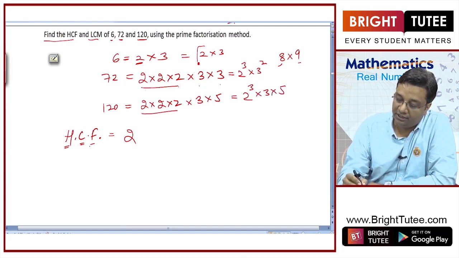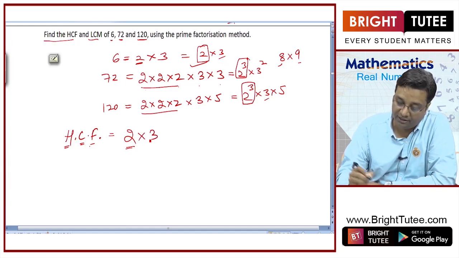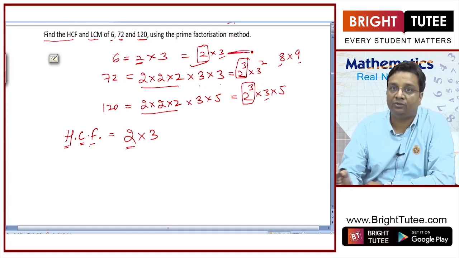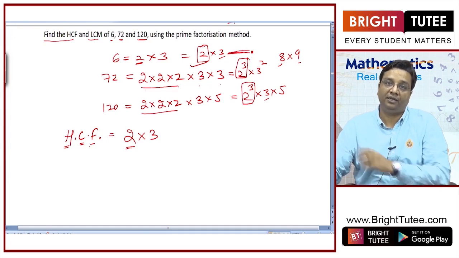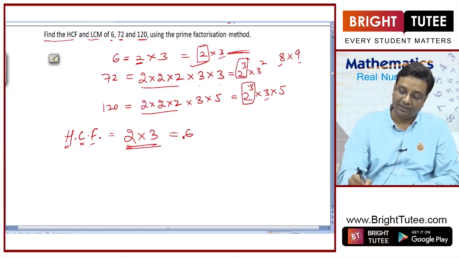Now out of these three, which one is the lowest power of 2? It is this, right? So I have considered this here. Now I'll look at next prime, 3. So where do we get the lowest power? Here and here, 3 raised to power 1. So I'll take 3. Now I do not have any other prime here, right? So there won't be any other common prime in all three numbers. So this is the HCF, which is 6.